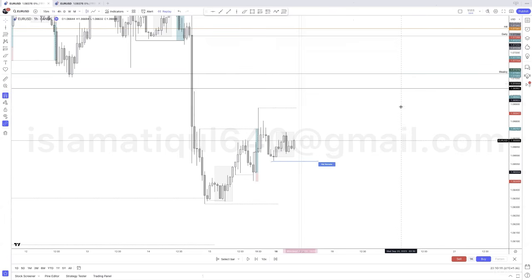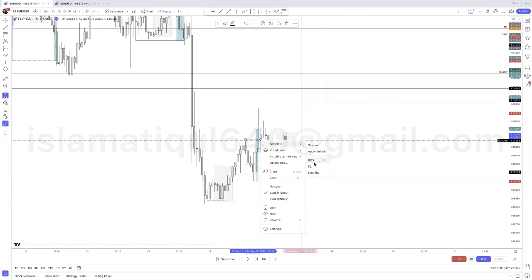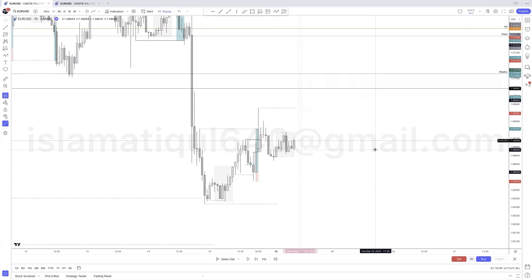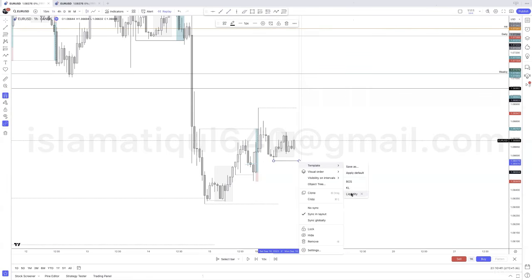Now I can come up with a logic like this. High, high, high, low, high, high. What could happen? High, low, high, high, right? Because this high is clearly broken with a body. This candle failed, but this candle did close right above it. So this is a breakout structure, right? This is a breakout structure. And this could be internal range liquidity.